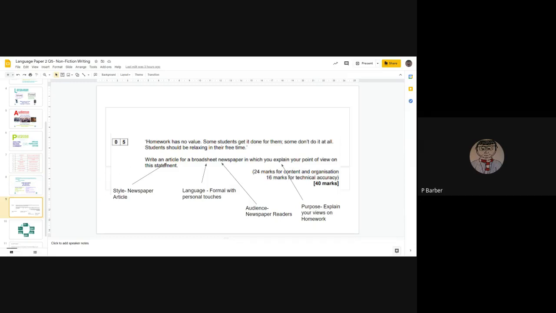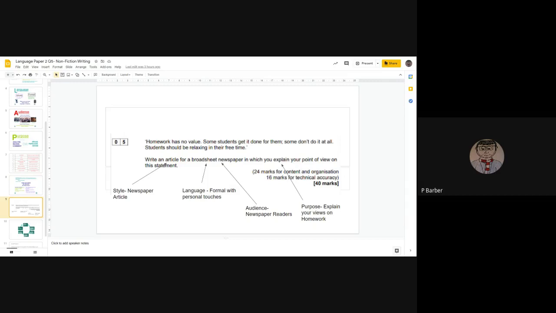So looking at this question, I've identified that the style of the question that we've been asked to write is in newspaper articles. It says write an article. So we know we're writing an article, which is generally first person and generally an opinion piece. The language is going to be formal with some personal touches because it's writing for a broadsheet newspaper. It's not a tabloid, it's a broadsheet, which is a more sophisticated newspaper.